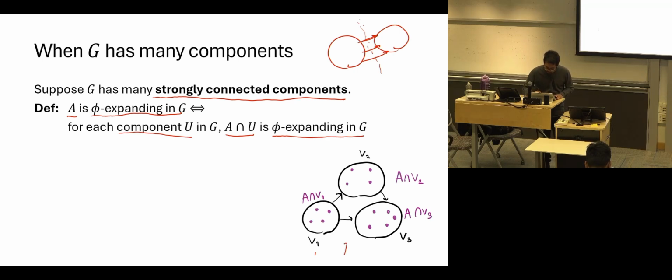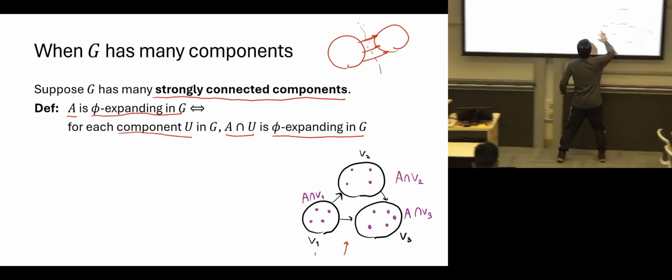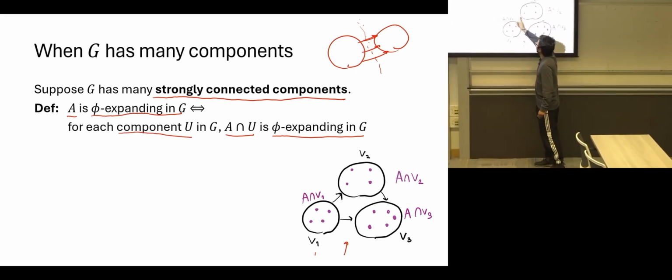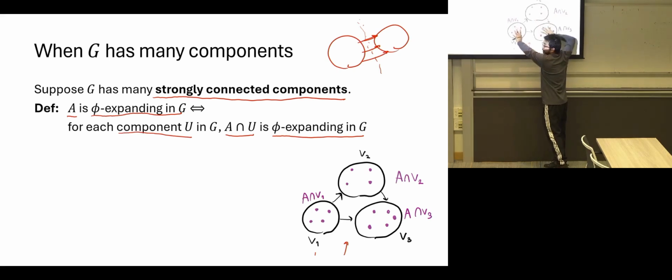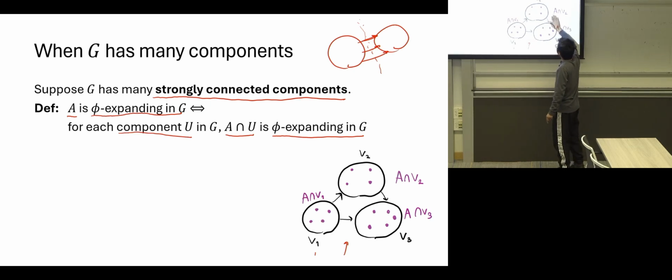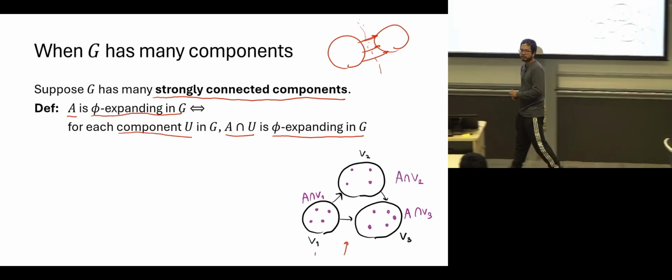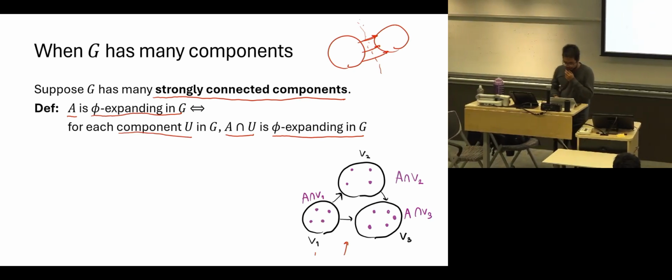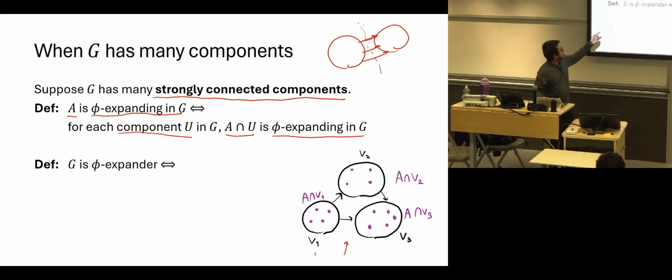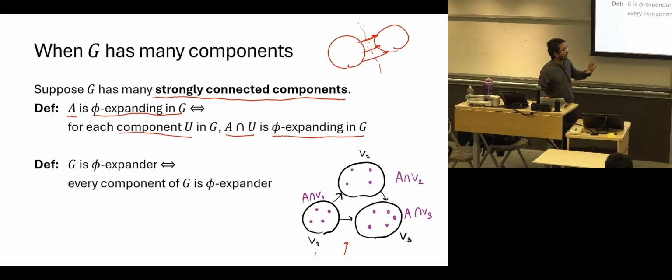For example, look at this graph. These are separate components, right? Because you can reach each other only in one direction, not two directions. And I'm going to say that A is expanding if, when you look at each component here, A is expanding inside here, and here. Just like before. Okay. So G is a phi expander if every component of G is a phi expander.